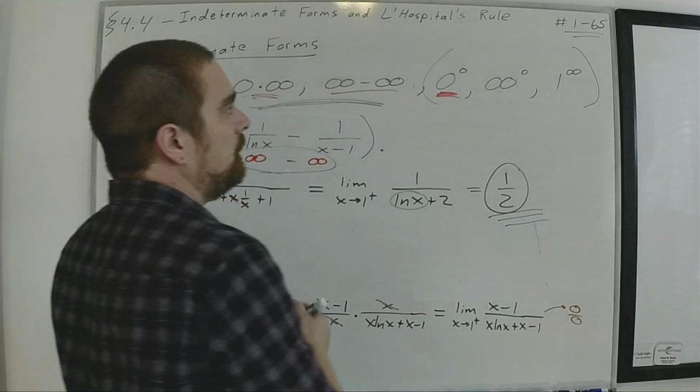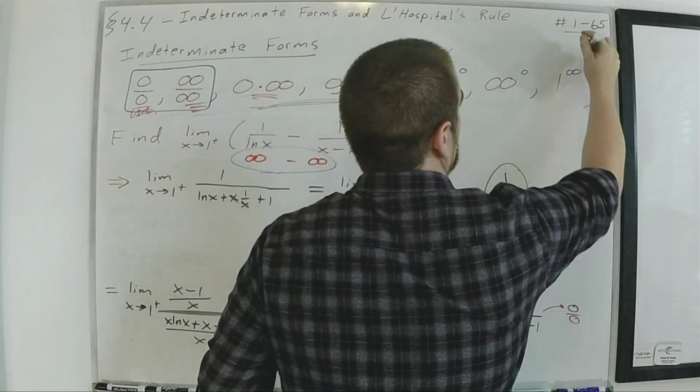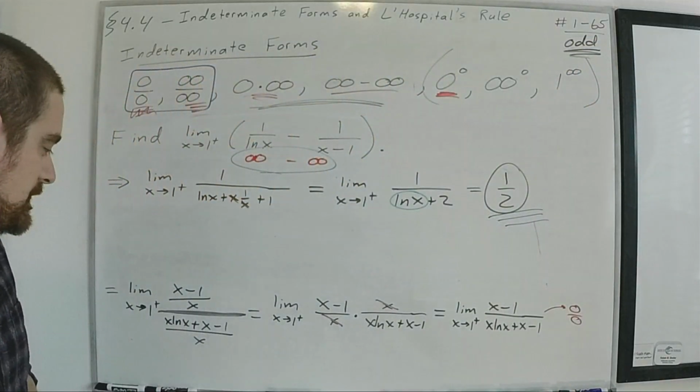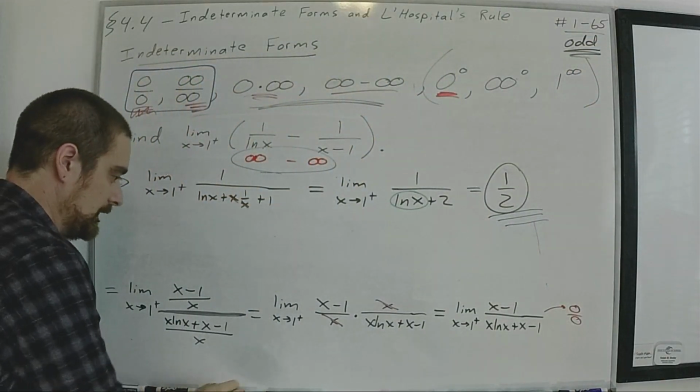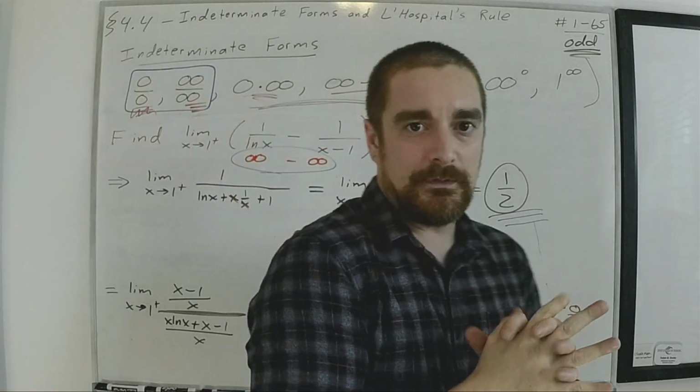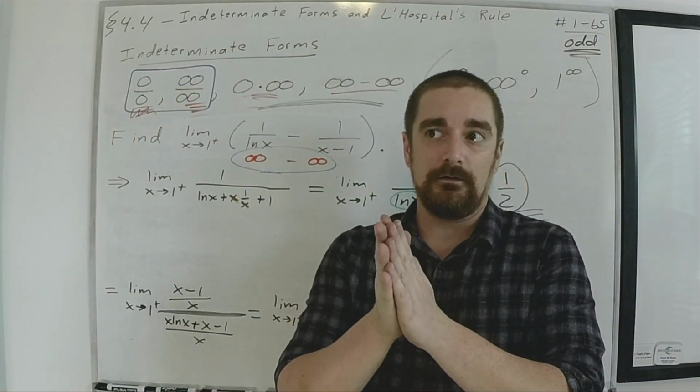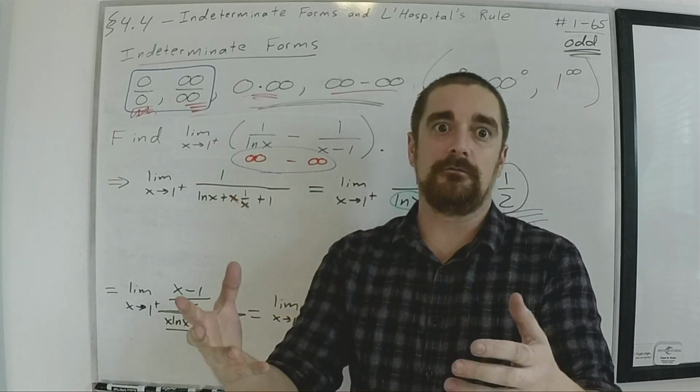So there are problems 1 through 65. Of course, odd. Yeah, I think odd is more than enough there. I just didn't write it. So practice some of those limits. They'll be useful for the next section when we look at graphing more complicated functions.